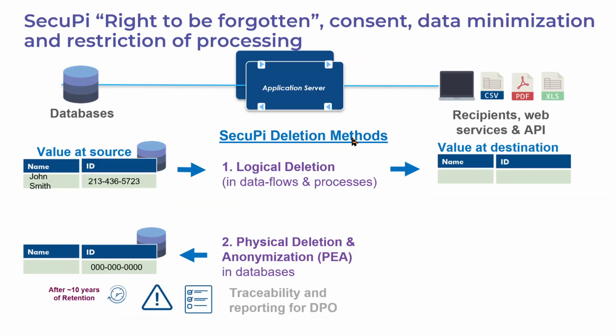So how does it work? When we use logical deletion, the data stays within the data source. So John Smith and his ID will be there. But when the user requests information about that user, the user will not be there. That's the logical aspect of it. So in the data flow process, you will see nothing.